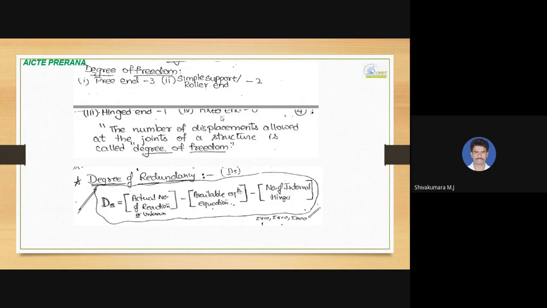Now we come to the mathematical formulation and the calculation. The formula for degree of redundancy or degree of static indeterminacy is: the actual number of reactions, which are nothing but unknowns, minus the available number of equations, minus the number of internal hinges if they exist. So actual number of unknowns minus available number of equations minus number of internal hinges. That is the degree of redundancy.